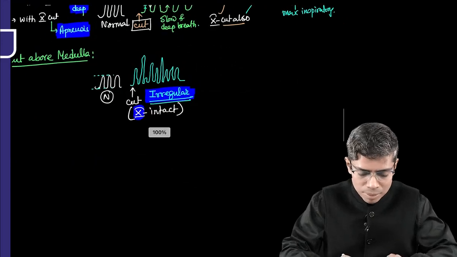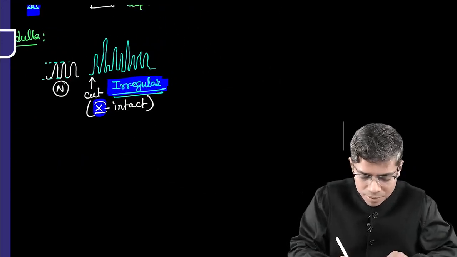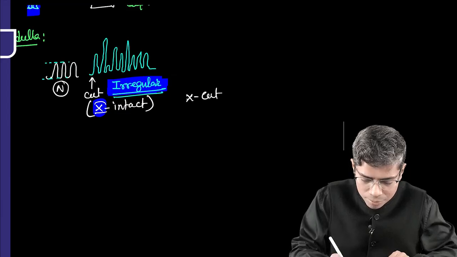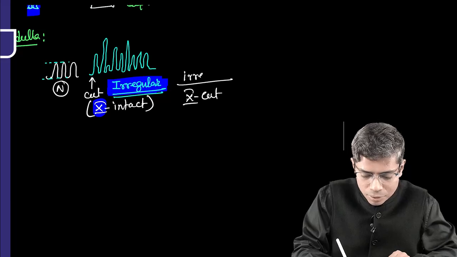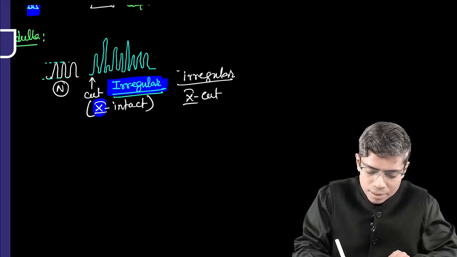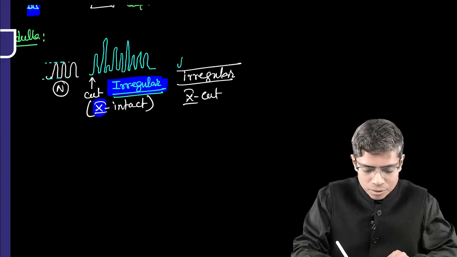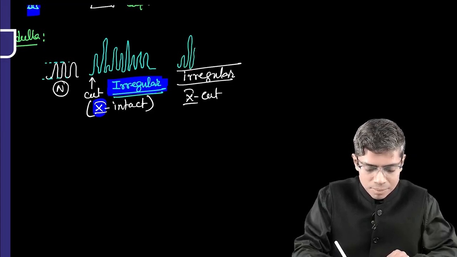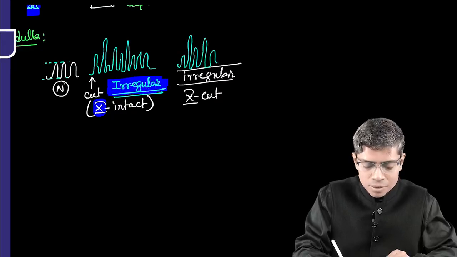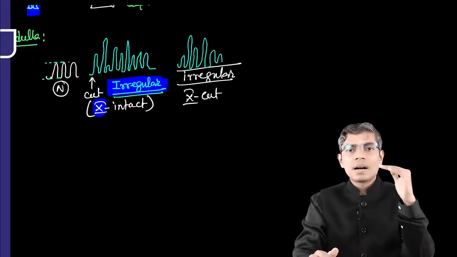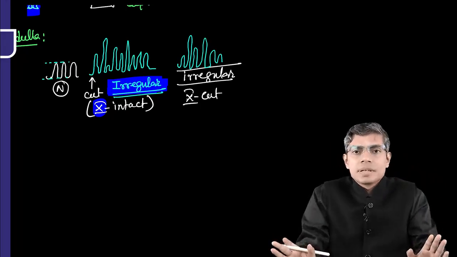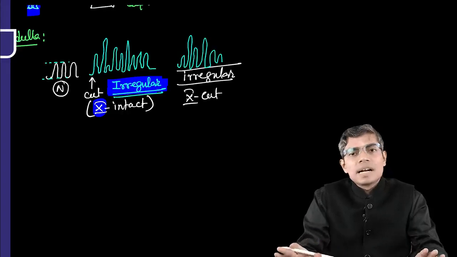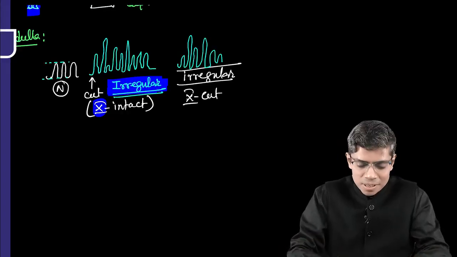So remember that even if the vagus is also cut, again the same thing, you are going to get an irregular type of respiration. Irregular respiration means this kind of effect will be seen. So that's why, if you give a cut above medulla, you get irregularly irregular respiration. Vagus cutting has no additional effect. I hope you got it, right?